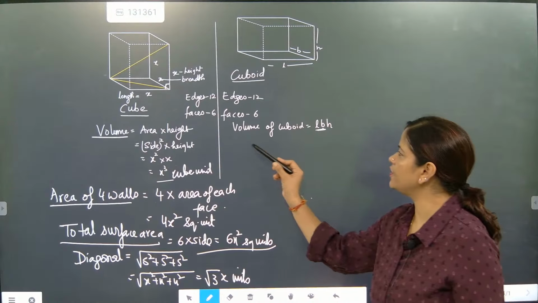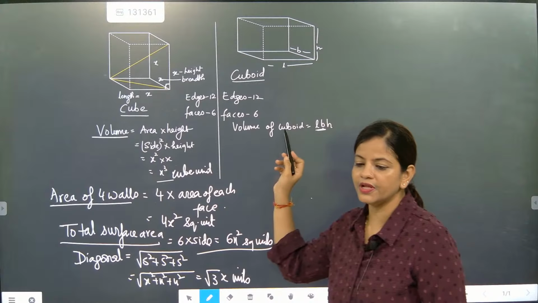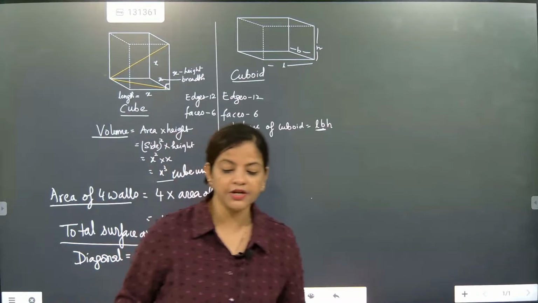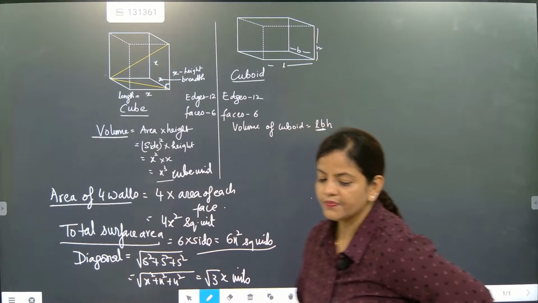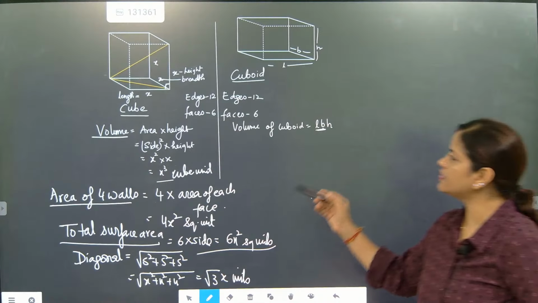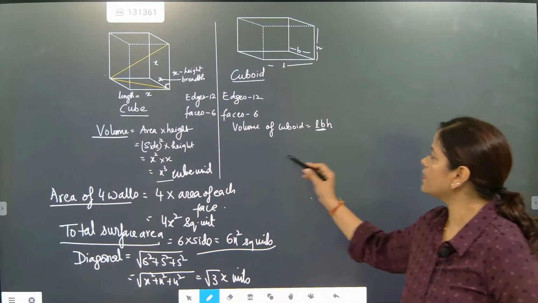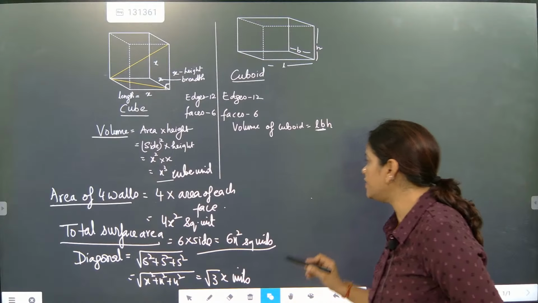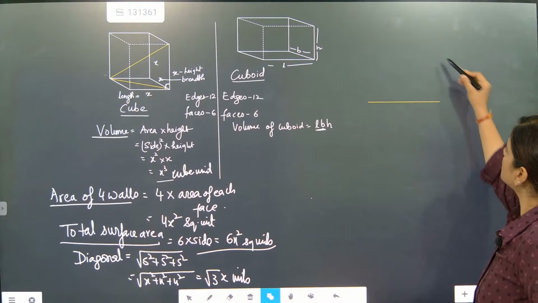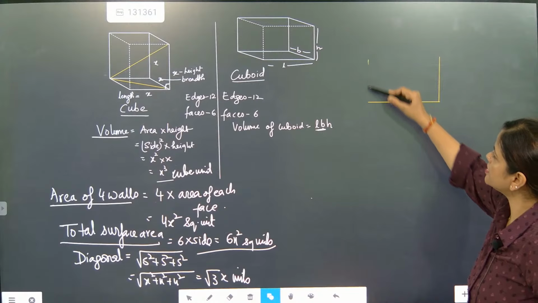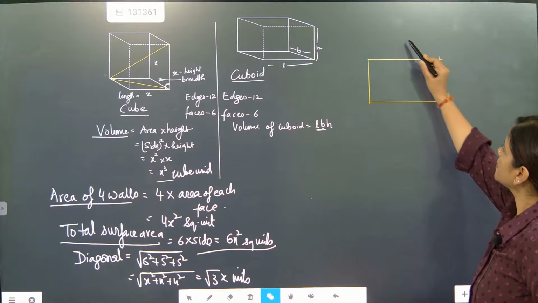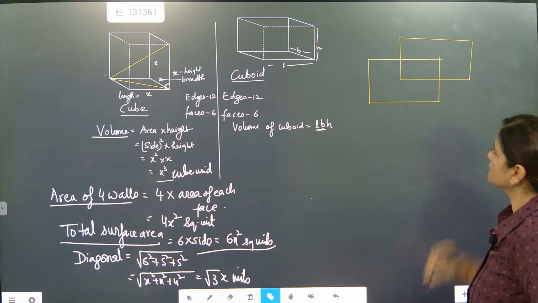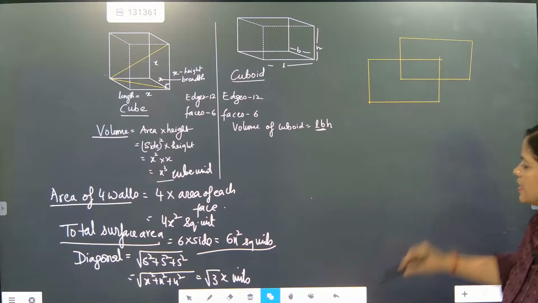So for cuboid, we know that volume of cuboid is length into breadth into height. Once we have done this one, now everything will be similar to that pattern. So what is the area of four walls? You need to understand that when you are drawing, this is the front face, and that side is the back face. So front and back face are two areas.